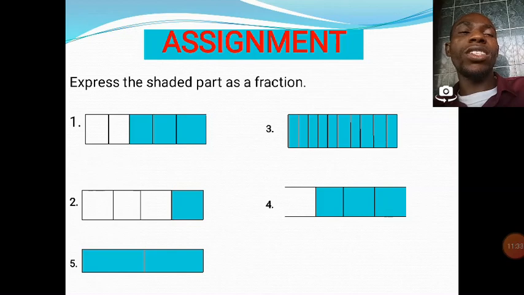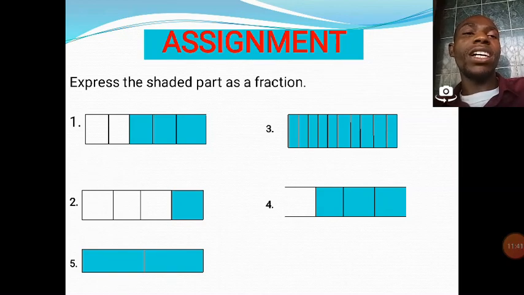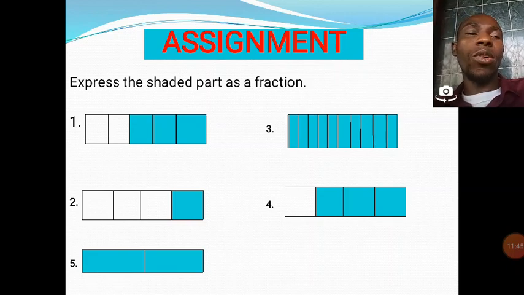Now we have our fraction to be 3 out of 5, or 3 on 5. So this means that 3 parts are shaded out of the 5 parts, or 3 parts are taken out of the 5 parts.